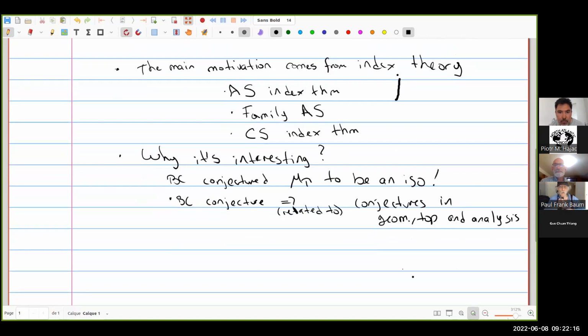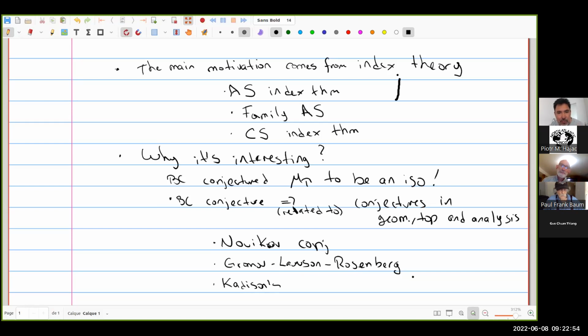So, for example, the Novikov conjecture, which is a very famous one, which we still hear a lot of things related to it, is related to the homotopy invariance of higher signatures. It also implies the famous Gromov-Lawson-Rosenberg conjecture on obstructions to the existence of positive scalar curvature. On the analytic side, there's the Kaplansky, I forgot the name, maybe Kadison-Kaplansky conjecture, and some others.